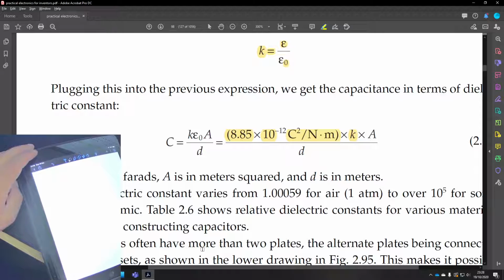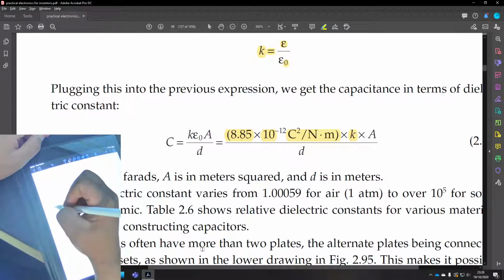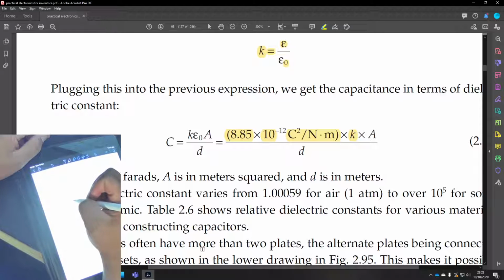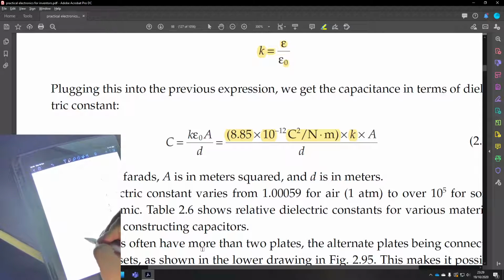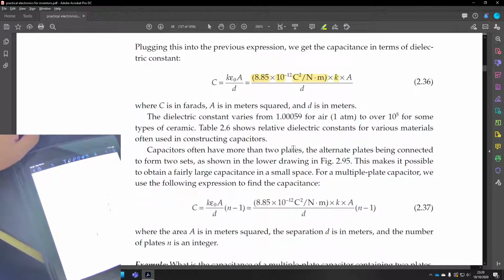All right, so plugging this into C equal to epsilon A over D, then you get C, the capacitance, is equal to K epsilon 0 A over D. Man, I'm not happy with that at all. Anyways, it is what it is. What can you do? Electricity is not simple.